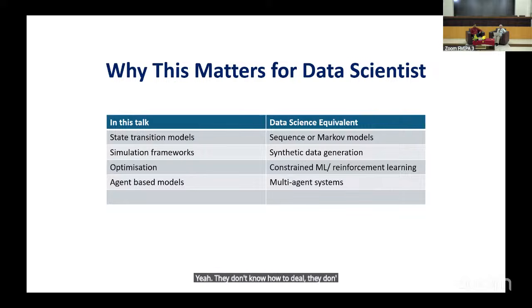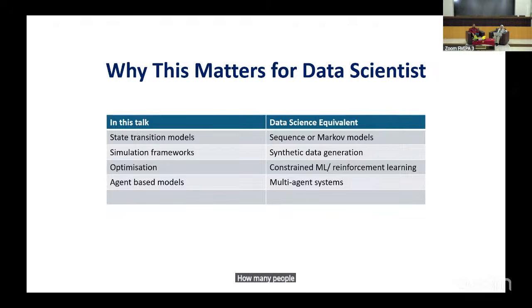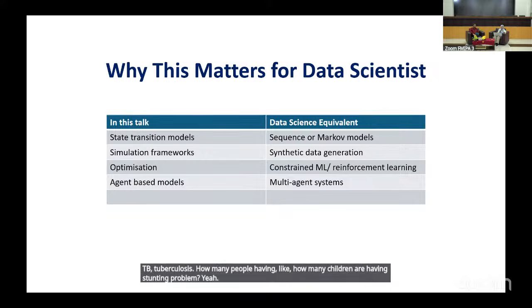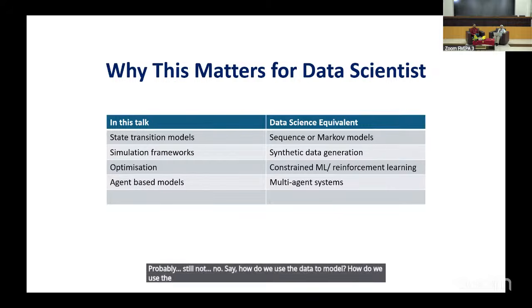They don't know how to use it outside of what is already programmed for reporting cases. How many people have TB, tuberculosis? How many children have a stunting problem? How many people have dengue fever in 2025, for example? That's a pretty standard descriptive statistic, right? Outside that, probably still not. How do we use the data to model? How do we use the data to make decisions?